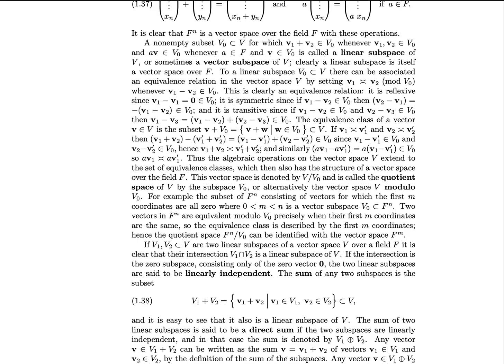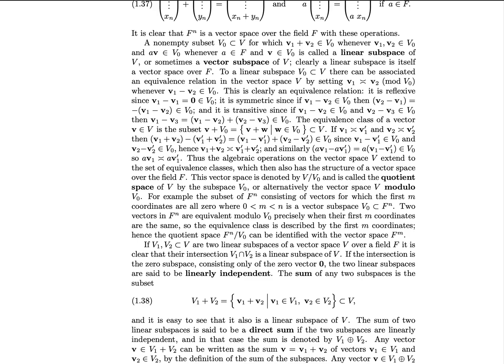If we have a vector V1 equivalent to V1 prime and a vector V2 equivalent to V2 prime, then V1 plus V2 minus V1 prime plus V2 prime is equal to V1 minus V1 prime plus V2 minus V2 prime, which is in the subspace, since V1 minus V1 prime is in V0, and V2 minus V2 prime is in V0, and V0 is closed under addition. Hence, the equivalence relation respects vector addition, and similarly we can check that it respects scalar multiplication.